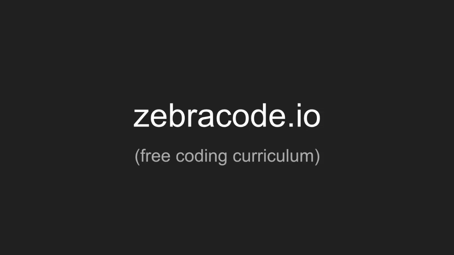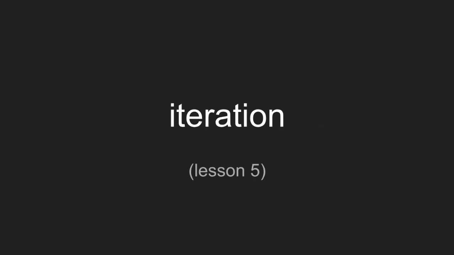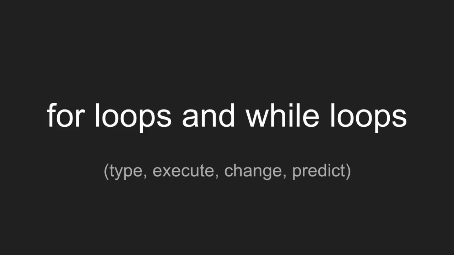This is a free coding curriculum, and I encourage you to visit this website where we lay out the entire course. This is lesson 5, and we'll be focusing on iteration. Iteration is the idea that you're going to be doing something over and over again. We're going to have a for loop or a while loop. For loops have a specific number of times that you're going to do something over and over again, and a while loop does something while some condition is true.